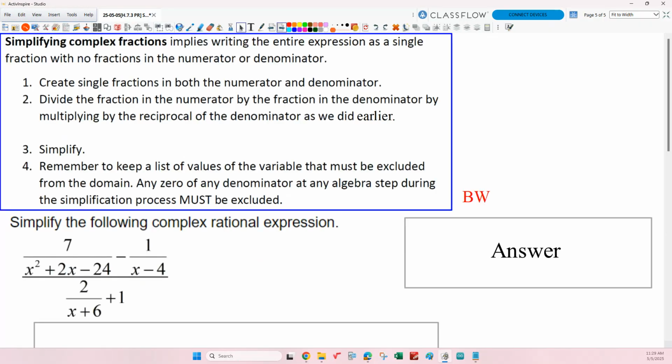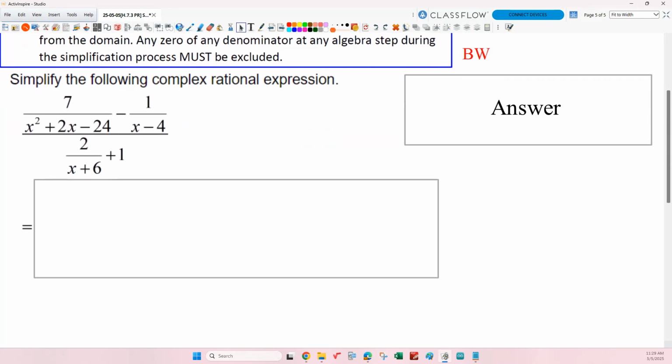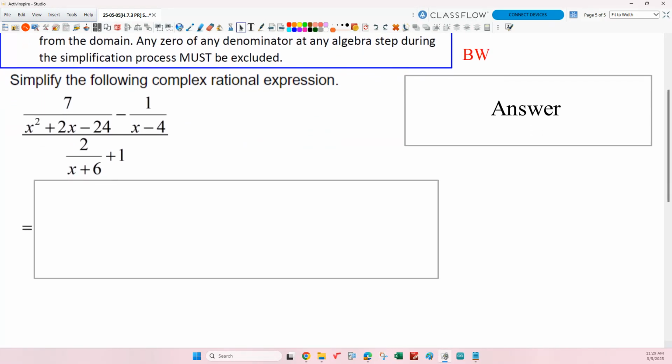I will have you guys try this one. Come on, guys, let's do it. What was your first step? How do we find the least common denominator? Yeah, we have to factor this quadratic first, right? What would my factors be? X plus 6, x minus 1. X plus 6 and x minus 4.